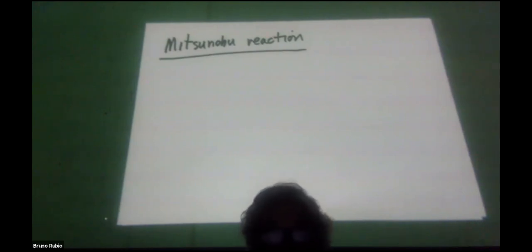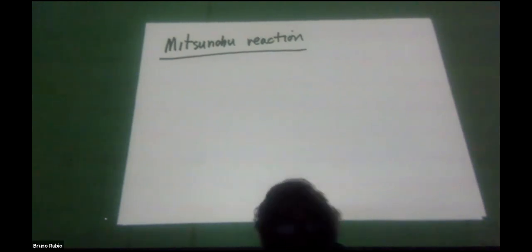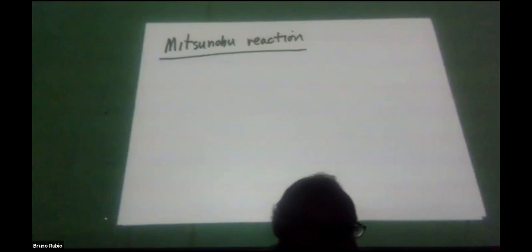This was a Japanese chemist who discovered and developed this reaction in the 1970s. So this is fairly modern, especially when compared to Darzens halogenation, which is over 100 years old. And it's another way of converting the OH group, which is a bad leaving group, to a good leaving group in order to do SN2 chemistry on it.